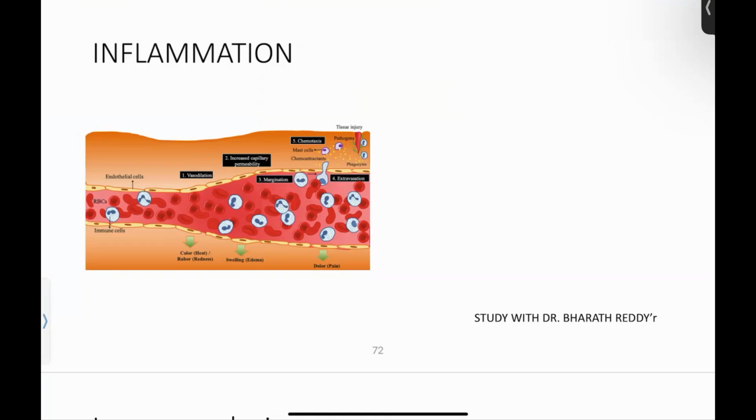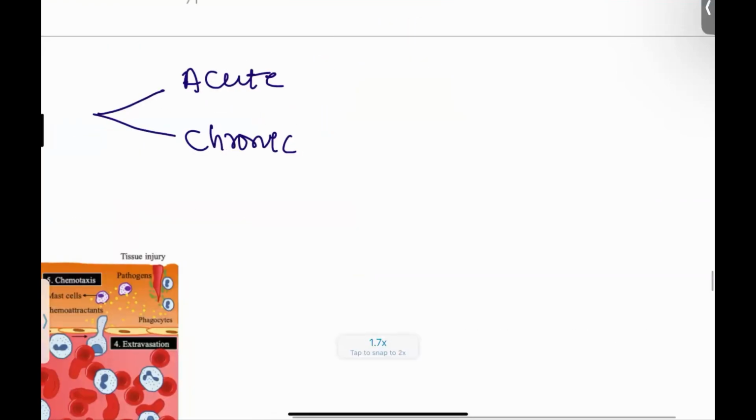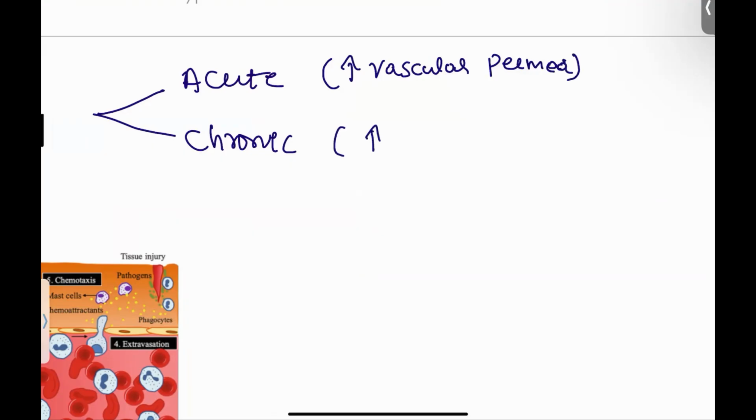Next topic, inflammation. Inflammation can be acute inflammation and the other type is chronic inflammation. What are the hallmark features of acute inflammation? In acute inflammation, mostly this is due to increased vascular permeability. In chronic inflammation, it is due to increased tissue destruction. This is the main feature that should be differentiated between the acute and the chronic type.